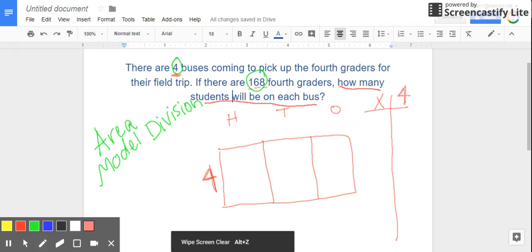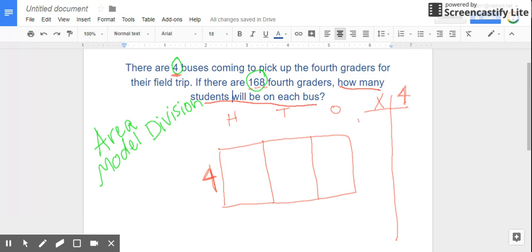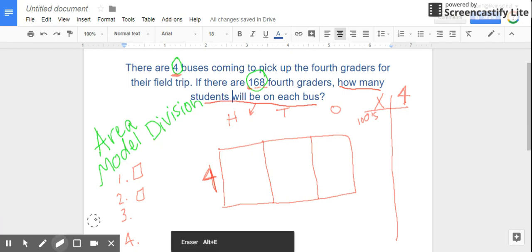Okay, what we're going to start with is the hundreds portion, or right here. We always start with the biggest place value for division. So we're going to look at the hundreds place. And remember what we're doing. We're looking at four buses or four equal groups. My job is to figure out how many hundreds I can pull out and put into each equal group. Let's see if we can find that answer together.